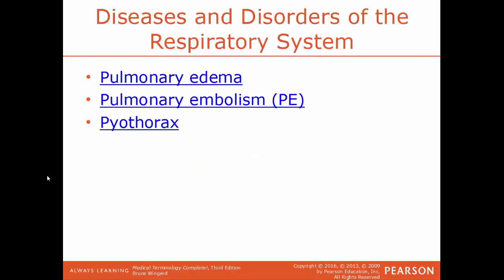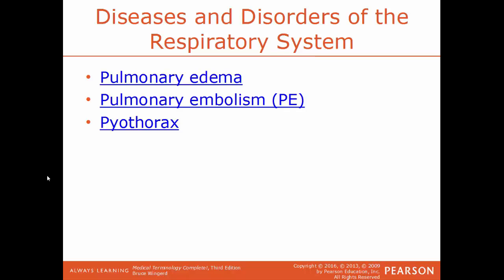Our next term, pulmonary edema. This is a fluid accumulation within the air sacs of the lungs, which makes it very difficult to breathe. Our next term, PE, pulmonary embolism. This is where you have an embolism, which is a traveling blood clot, actually enters the lungs. That's why it's a pulmonary embolism.